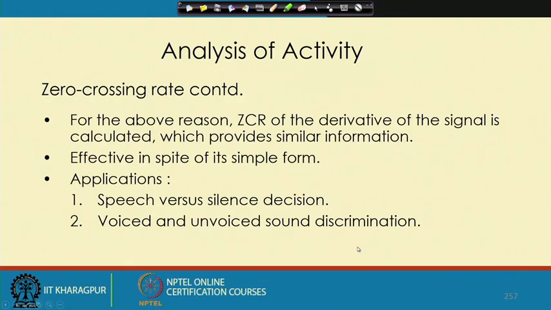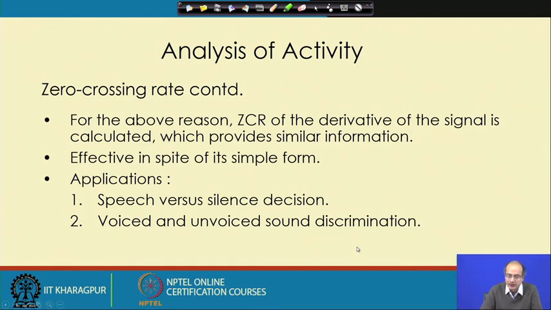As a result, when we look at the zero crossing rate of voiced speech, the number of zero crossings over a period is much lower compared to that of unvoiced speech. In other words, the zero crossing rate of voiced speech is much lower than that of unvoiced speech. That gives us an easy way to find out which part of the speech is voiced and which part is unvoiced, using the zero crossing rate.